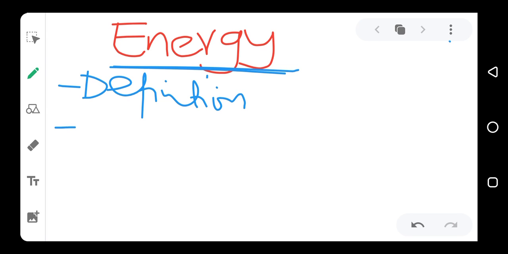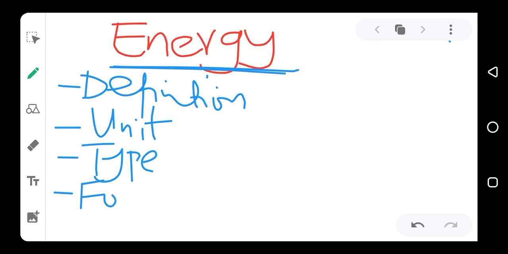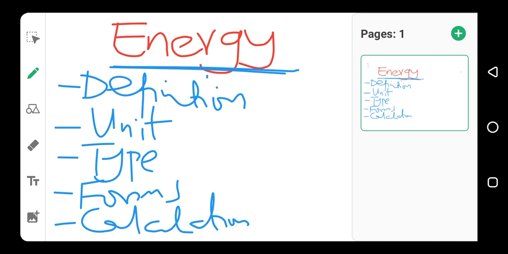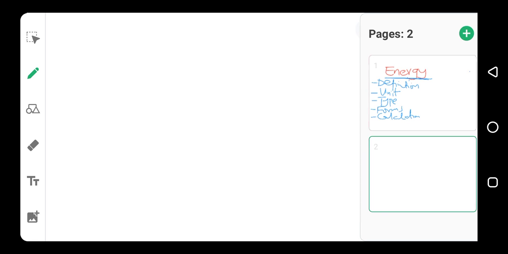We also expect you to learn the units of energy, then the types of energy, forms of energy, and you should be able to do calculations involving energy. Then you should also be able to talk about the relationship between energy, work, and power.